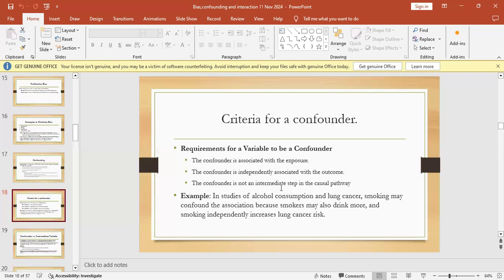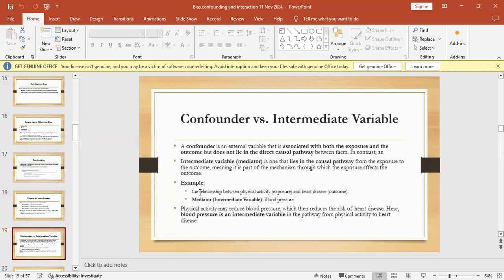Coming towards another example of a confounder. In studies of alcohol consumption and lung cancer, smoking may confound the association, because smokers may also drink more, and smoking independently increases lung cancer. So, in this example of alcohol consumption and lung cancer, smoking is a confounder.